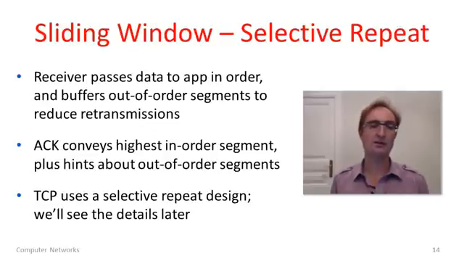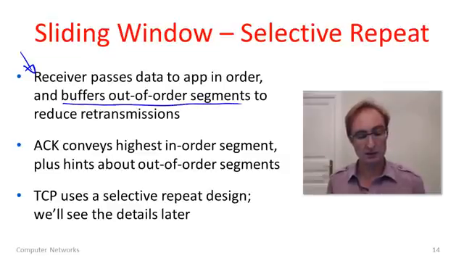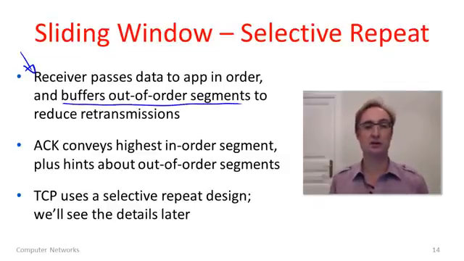Now let's look at a different version of the receiver, a selective repeat receiver. This is a receiver that does a little more work, but can use the network capacity more effectively when there's loss. So here, the receiver still passes data up to the app in order, but it buffers out of order segments to reduce retransmissions. So instead of having a buffer of size 1, it's going to have a larger buffer, and it will take segments in there even if they're not the next one, and it will hold on to them.